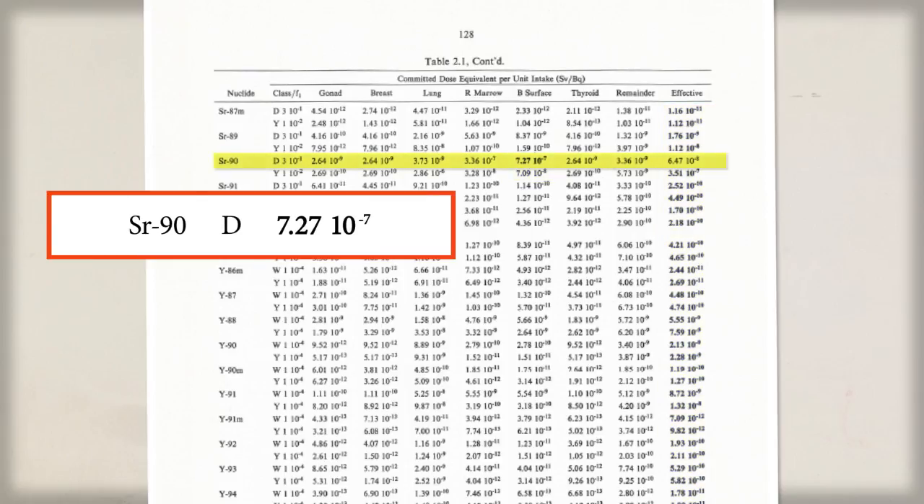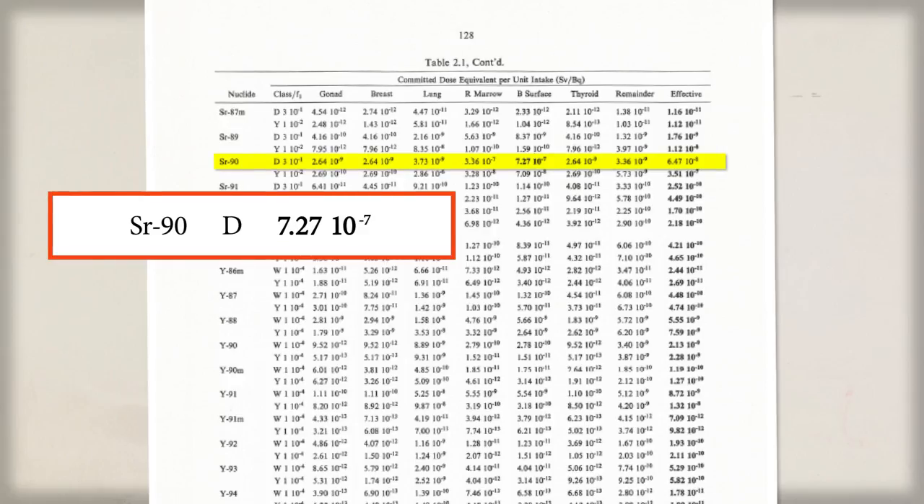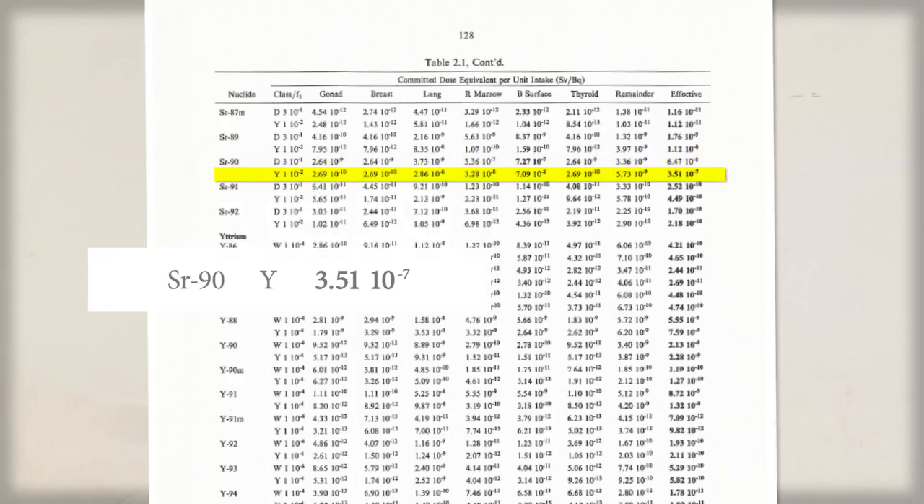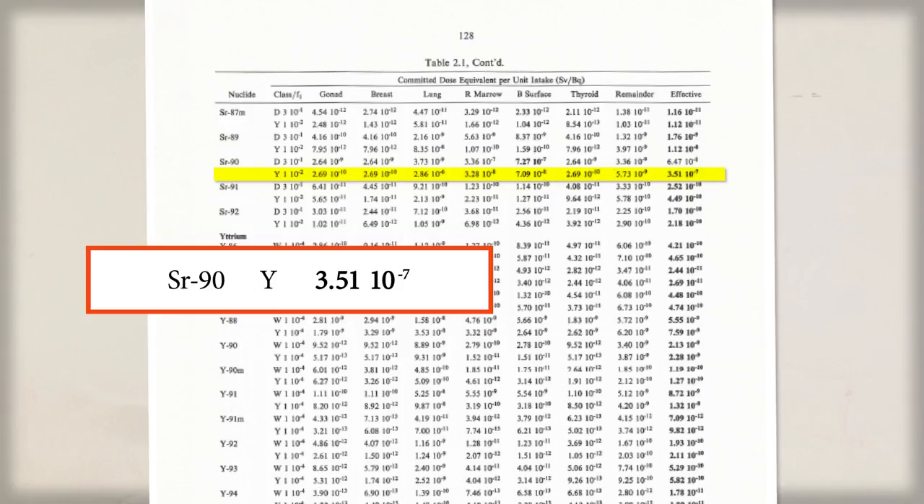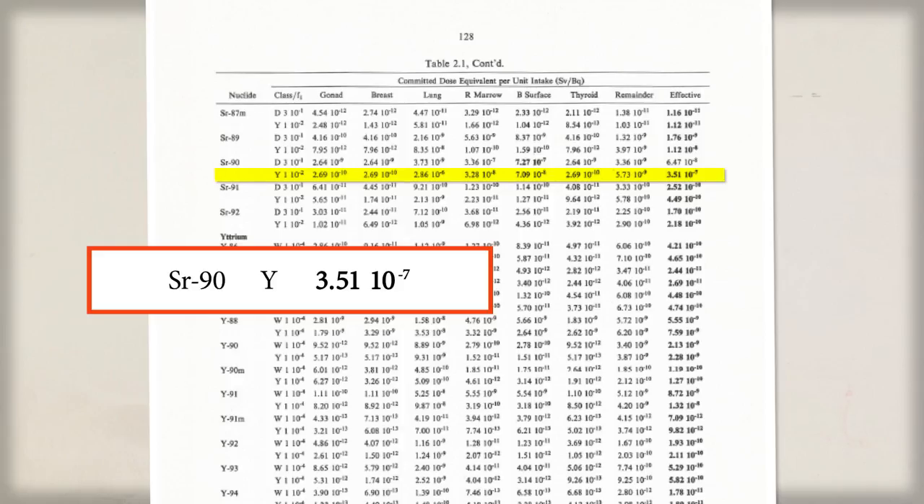If we look at Class D strontium-90, the bold entry in the bone surface column indicates that the CDE limit of 50 rems to an organ or tissue will be reached before the CEDE stochastic limit of 5 rems. Conversely, when we look at Class Y strontium-90, the bold entry in the effective column indicates the CEDE limit of 5 rems will be reached before the CDE 50 rem limit to any organ or tissue.